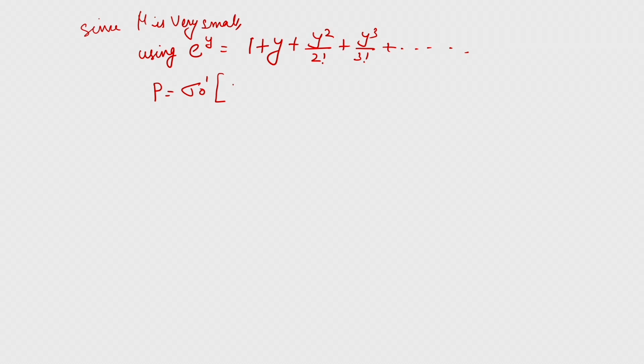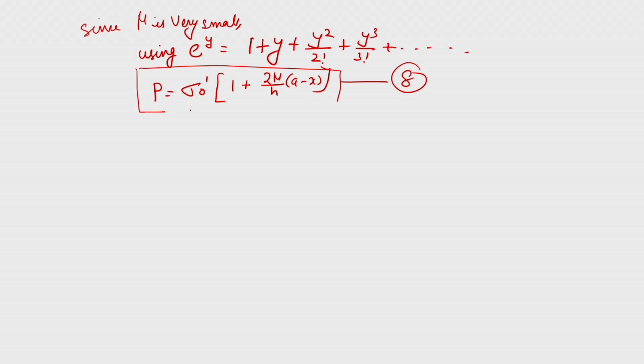sigma 0 dash into 1 plus 2 mu by h into a minus x. In this form we can write. So, this is the relationship for the variation of pressure on your workpiece with respect to the distance from the center line, where x is the distance from the center line.